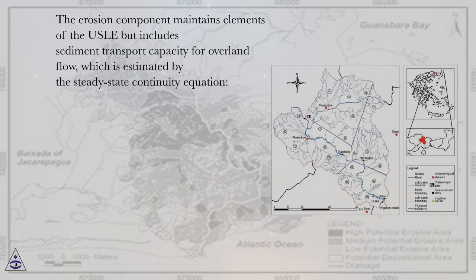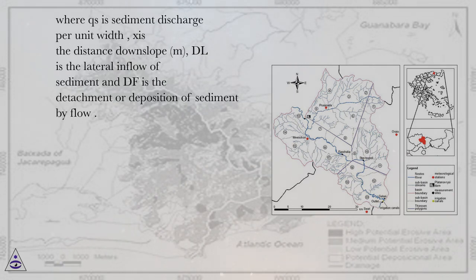The erosion component maintains elements of the USLE but includes sediment transport capacity for overland flow, which is estimated by the steady-state continuity equation. Where Qs is sediment discharge per unit width, x is the distance downslope, m, DL is the lateral inflow of sediment and DF is the detachment or deposition of sediment by flow.